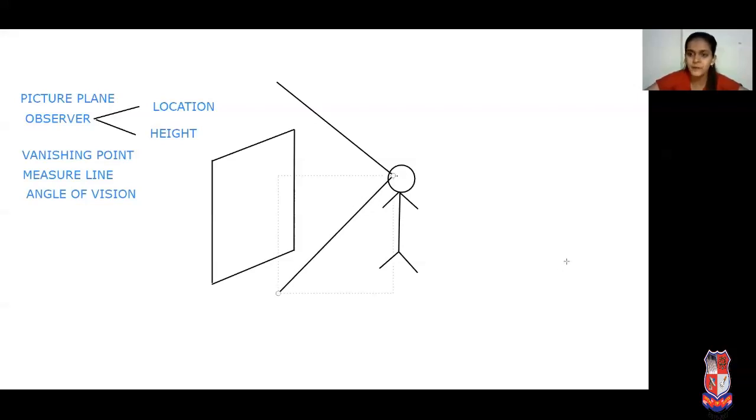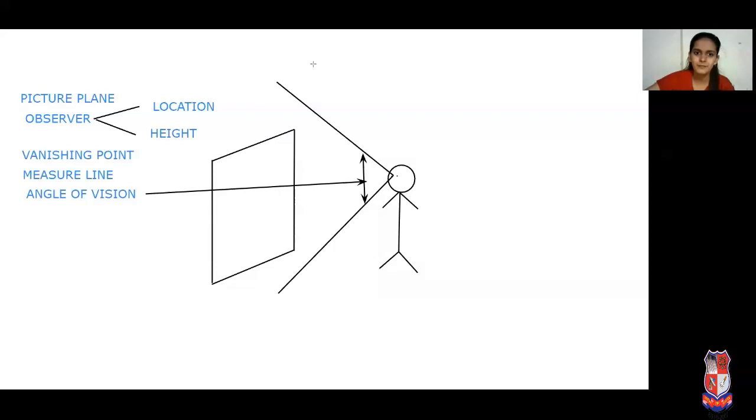Consider these two lines from our eyes: the topmost portion which we can see and the bottommost portion that we can see. We need to consider the angle between these two lines, and this angle is known as the angle of vision. The topmost object we can see and the bottommost object we can see, the angle between this top and bottom line, is known as the angle of vision or cone of vision, because it forms like a cone.